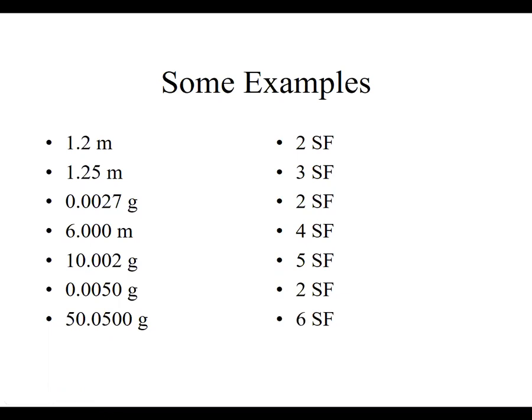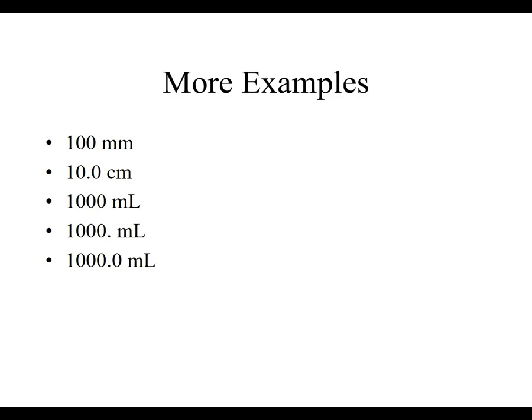Okay, let's look at some more examples where we will include some numbers that are of indeterminate number of significant figures. So some of these will have definite integer answers. There'll be a definitive number of significant figures, and some we won't be able to tell. Okay, and so let's have a look at these.